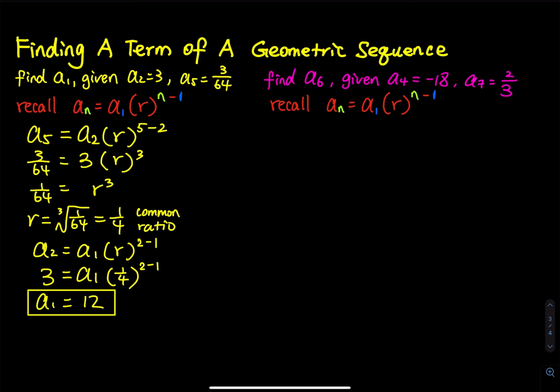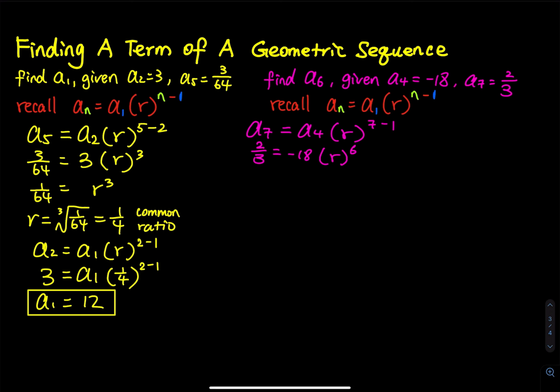What formula do we use? I recall a_n. I am going to use a_7, so n equals 7. I am not going to use a_1, I am going to use a_4. So this is r, and n is 7, so 7 minus 1. We know a_7, which is 2 over 3, and a_4 is negative 18. We don't know r. The power is 6, since 7 minus 1 equals 6.